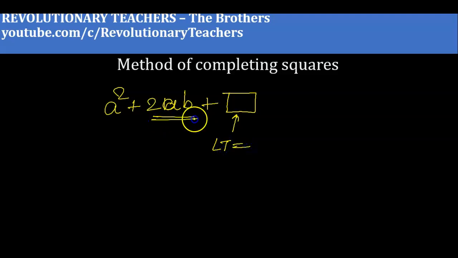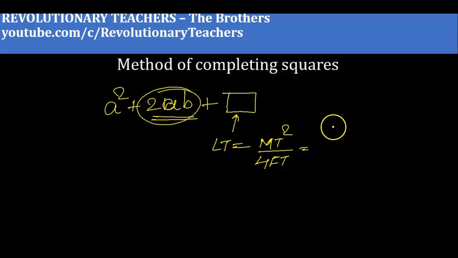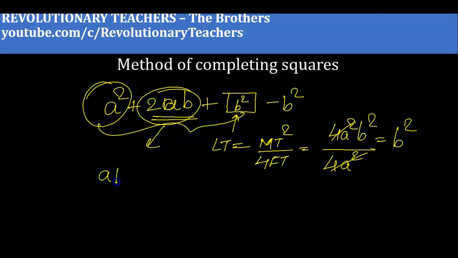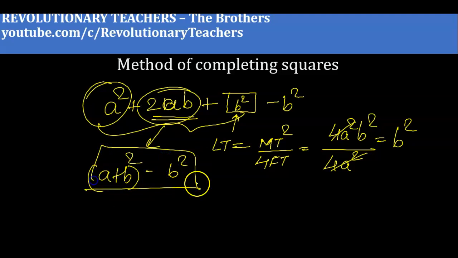Keep in your mind that the last term is obtained by taking the square of the middle term divided by 4 times the first term, right? Take the square of this middle term, that is 4a square b square, divided by 4 times the first term. This reduces to b square, so you will be adding b square and then subtracting b square. So this turns out to be (a plus b) whole square minus b square, right? So this is called the method of completing squares.